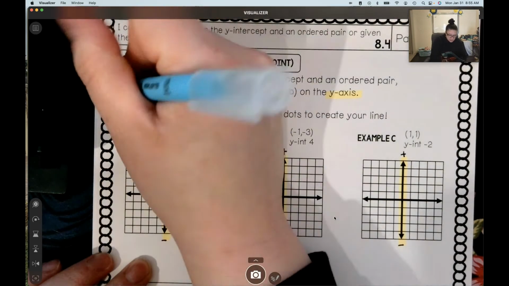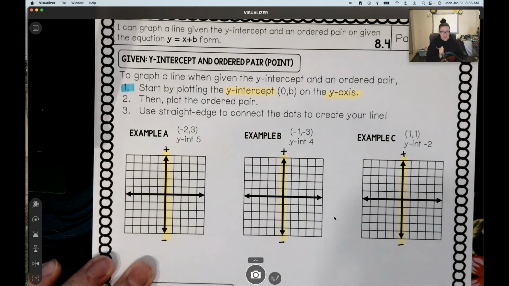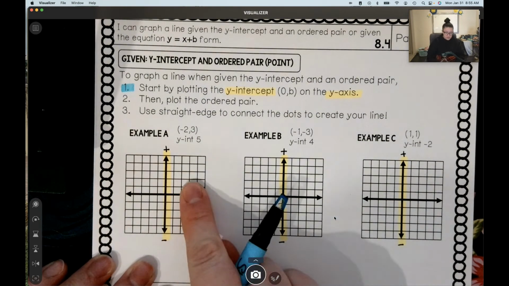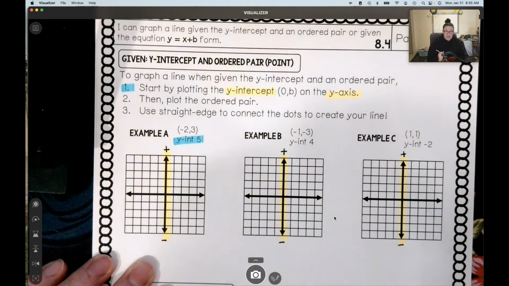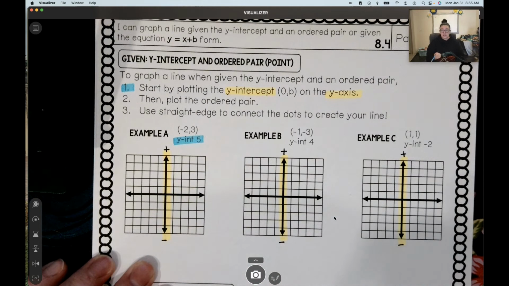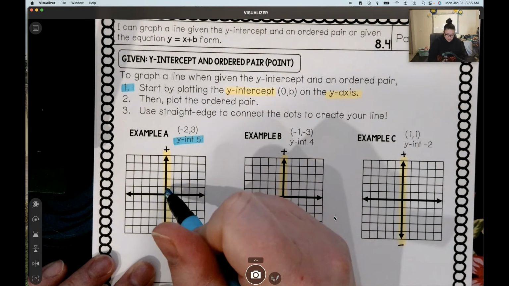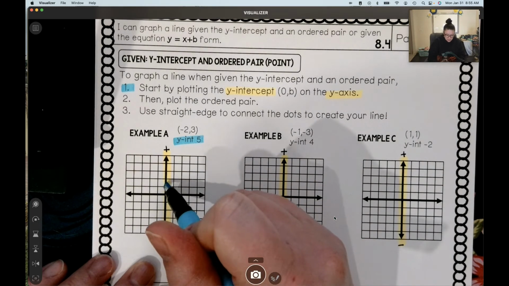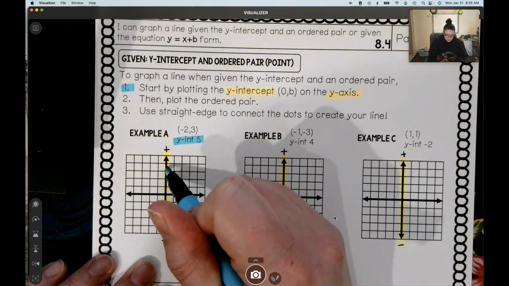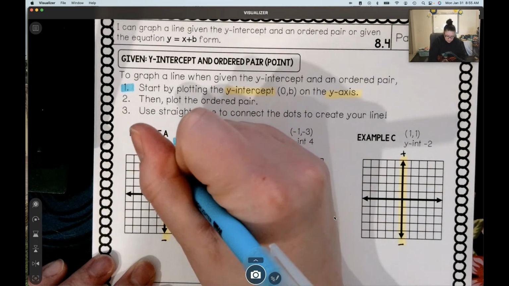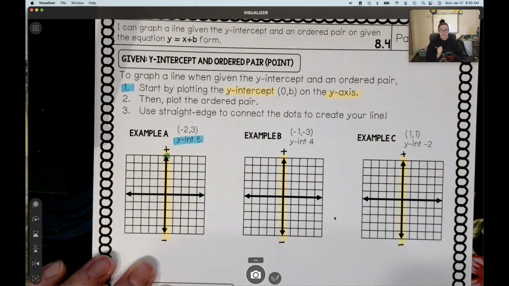So first, we're going to plot our y-intercept. For this first problem, my y-intercept is 5. That's a positive 5, so is it above or below my origin? It's above. So I need to count 5 spaces above. 1, 2, 3, 4, 5. There is my y-intercept of 5.